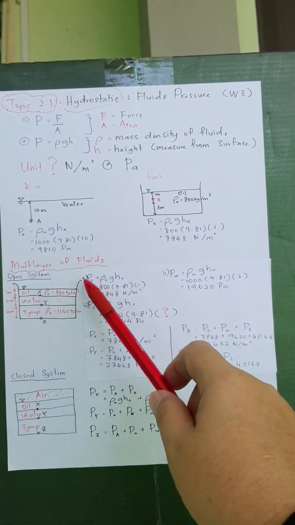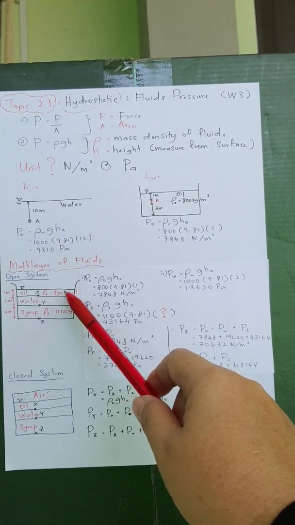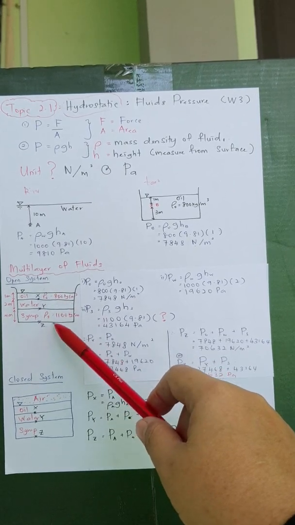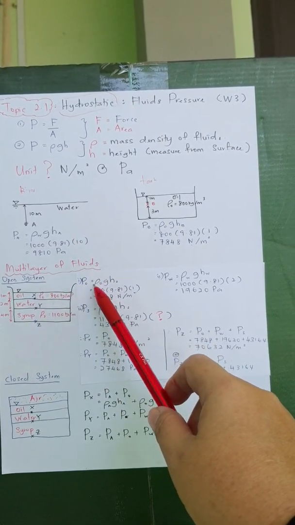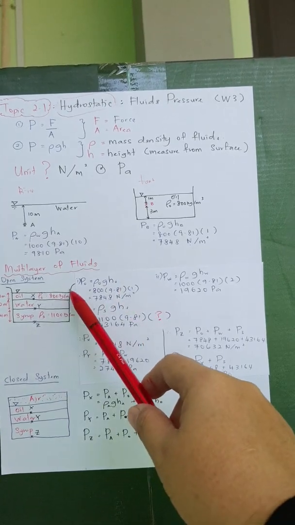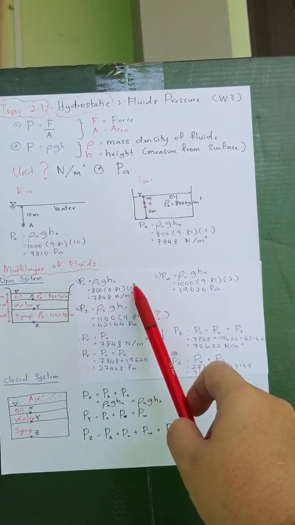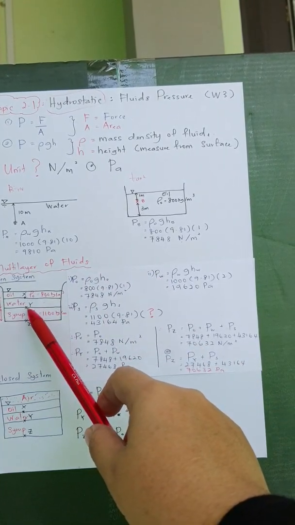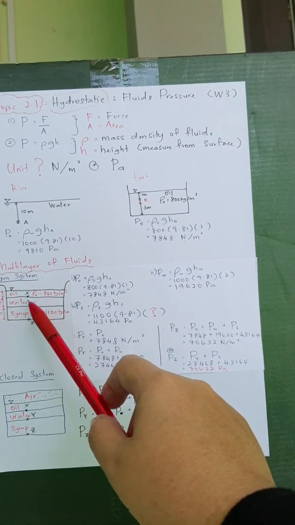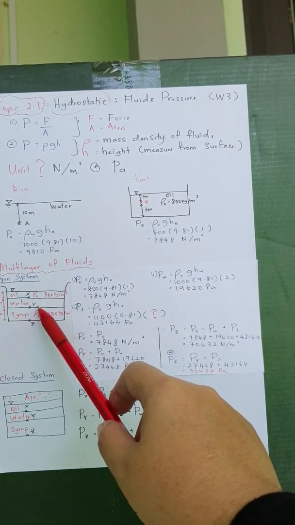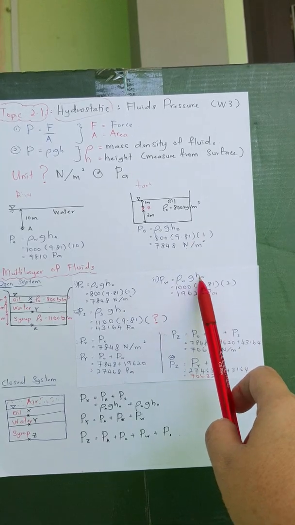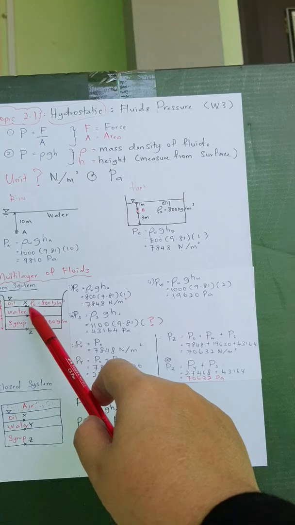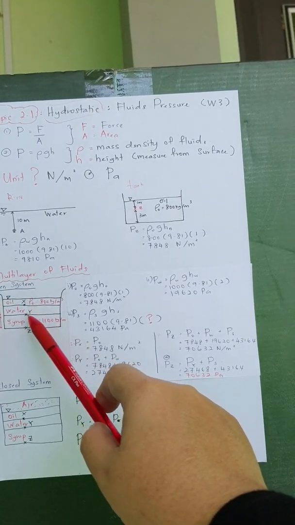First of all, we calculate the pressure of each liquid. We have three types of liquid: oil, water, and syrup. What is the pressure of oil? Rho oil g h oil, where h oil measured from the surface is 1 meter. Now the pressure of water. Water only contains 2 meter of water. So if you want to calculate the pressure of water, h is only 2, not 3, because the surface of water is from here, 2 meter of water.